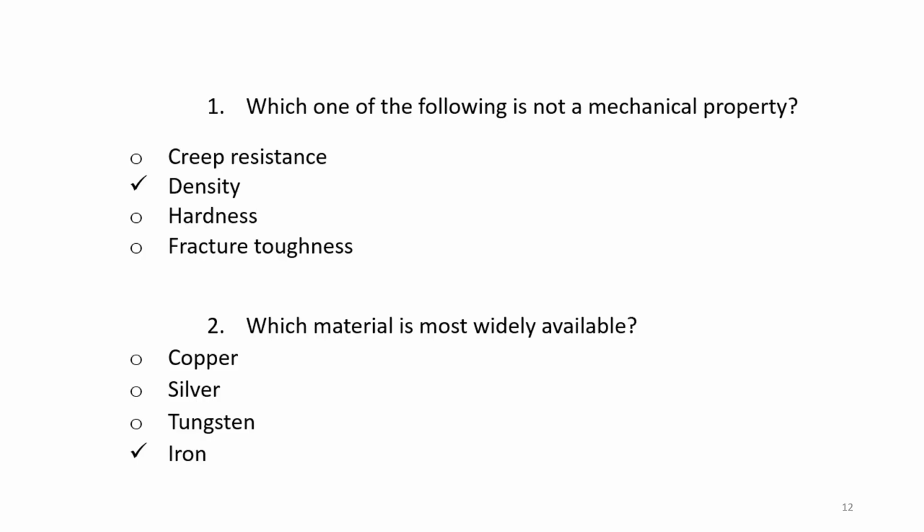Which material is most widely available? Copper, silver, tungsten or iron? As I told earlier, in the earth's crust you have aluminum, silicon and iron in abundance. So iron will be the correct option, and copper, silver, tungsten are rarely available. These are mostly found in mines, and are mostly recycled and used.